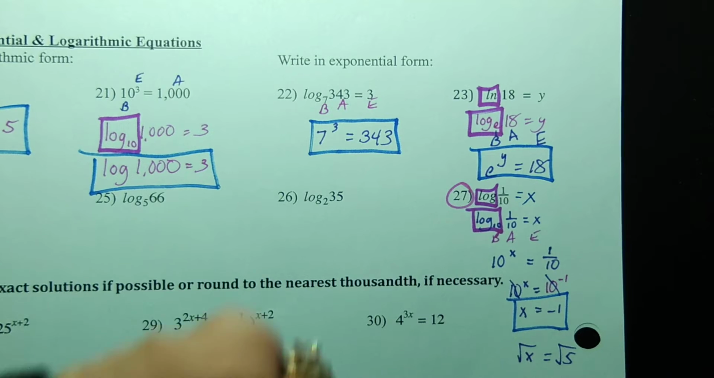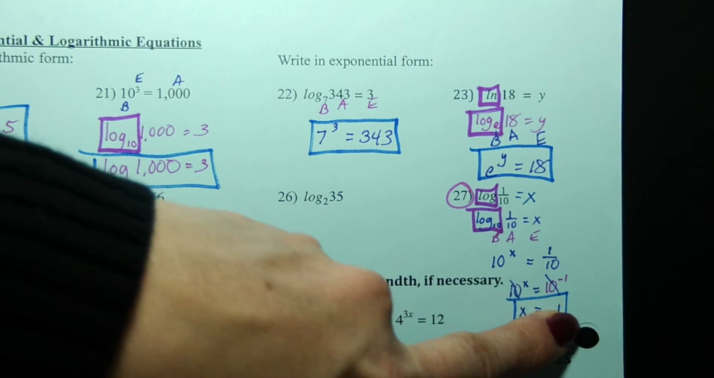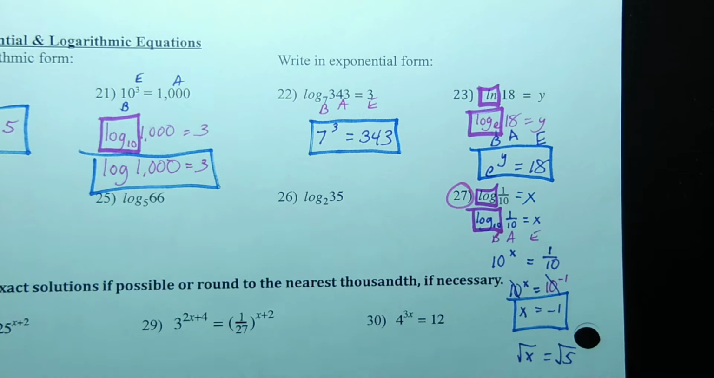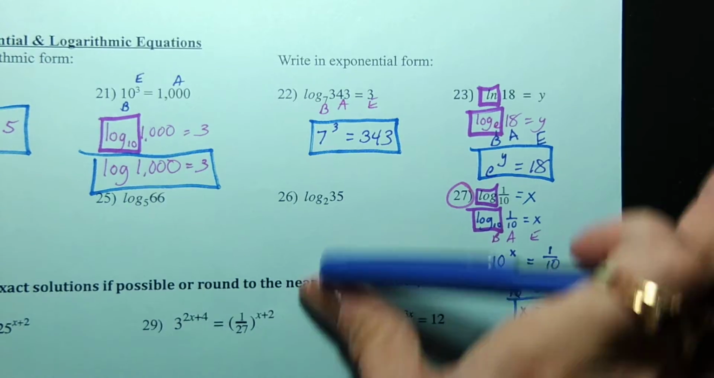Anyway, so we aren't doing anything algebraic here. We're just saying, hey, if this is 10 to the something equals 10 to the negative 1, that something can only be equal to negative 1. That was a great question.